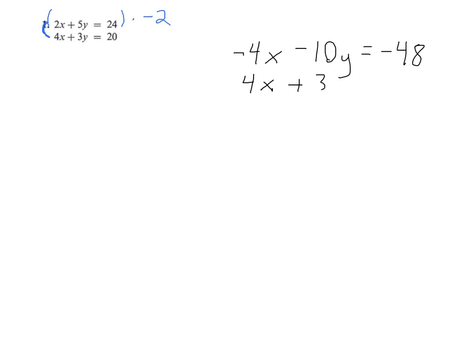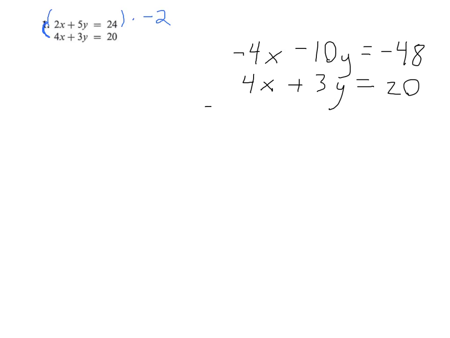So what I'm going to do is multiply this first equation by -2. Now if I do that, I'm going to get the first one to be -4x, and I'm multiplying everything by -2, minus 10y equals -48. Now the second one stays the same. It's just 4x plus 3y equals 20.